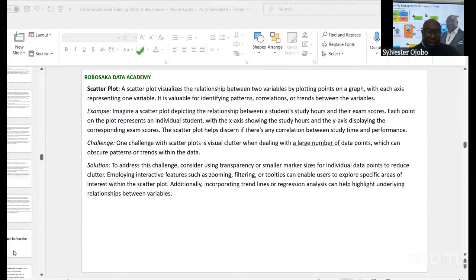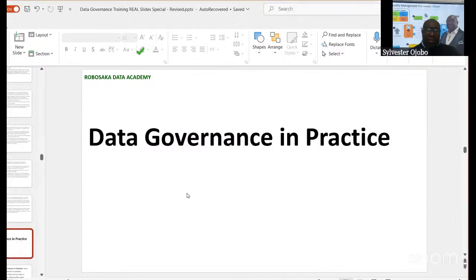Now, if you see what Barrister put, that will lead us to the next one, which is data governance in practice. When you come to data governance in practice, that's where you're going to be applying all theoretical analysis into practical action. Within days, your first assignment will be done.